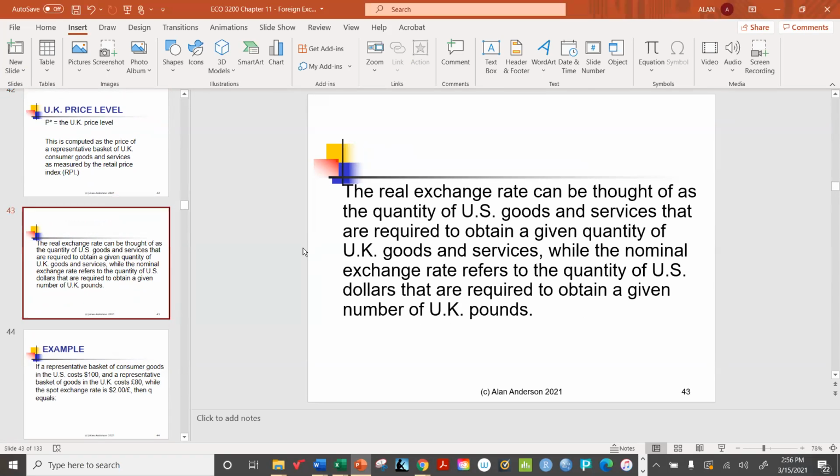Now, the real exchange rate, as we've already seen, can be thought of as the quantity of US goods and services that are required to obtain a given quantity of UK goods and services. And again, the nominal exchange rate is all about how many dollars does it take to acquire a certain number of pounds. So you can see the key difference here is that real is measured in terms of goods and services. Nominal means currencies or money.